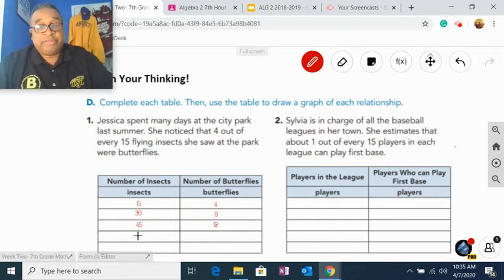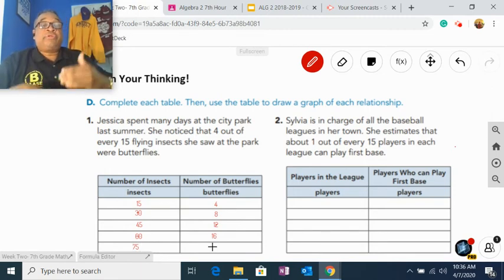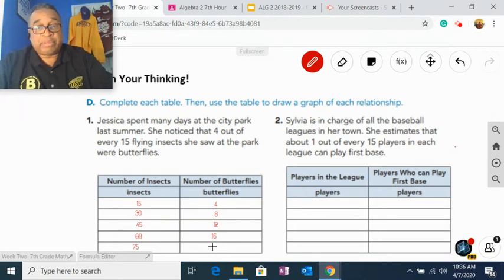So what if I put another 15 on there? Well, for every 15 insects, we have 4 butterflies, so that would make this 16 now. See what we're doing? So what would happen if I got to 75? Well, you just go up another 4. So we're increasing 4 for every 15 insects, and that gave us 20.